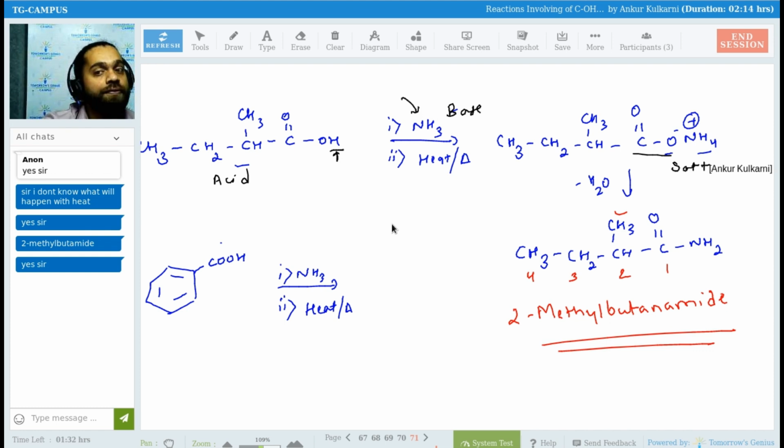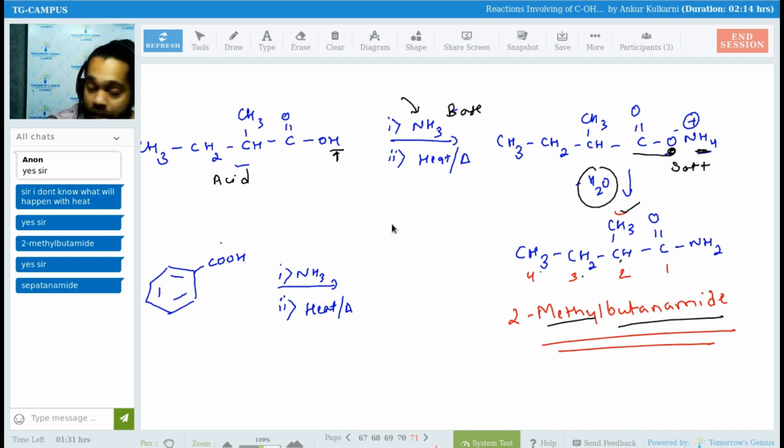And when you heat this salt further, what happens? H2O is lost. That means 2H from the NH4 and an oxygen from over here. So what did we get? CH3, CH2, CH3, CO, NH2. That is an amide. So it is a 4-carbon butanamide, and at the second carbon we have a methyl group, so 2-methyl butanamide. Clear? Okay, come on. Now Bhuvaneshwari, you also solve this.